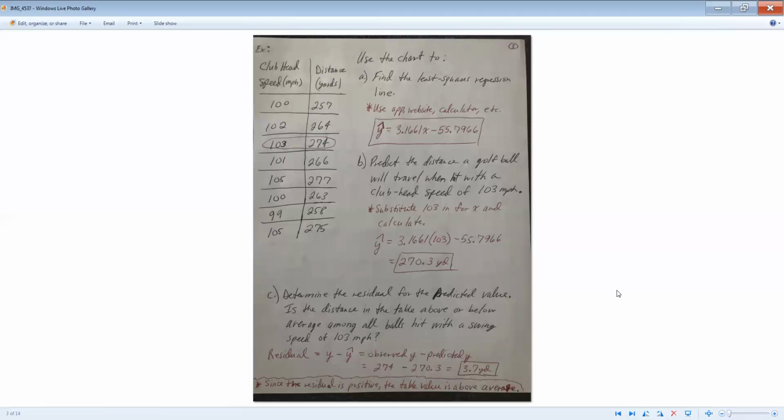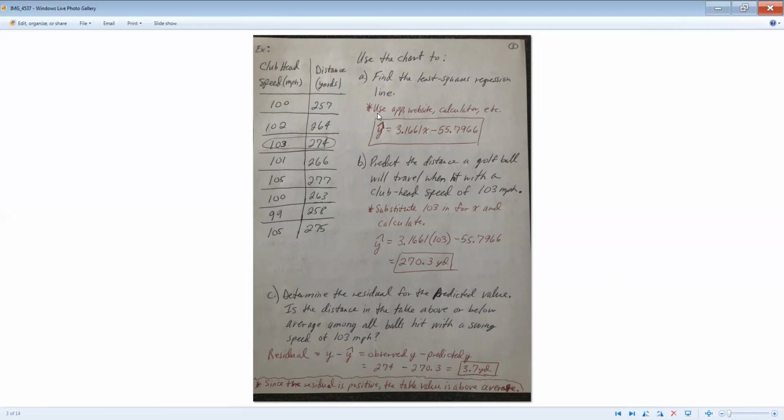So we will use this type of equation in the next one for the application. And you'll see how that will occur. Let's look at the next example. So here, we're going back to the club head speed, and the distance is the same, 8 observations. It says use the chart to find the least squares regression line. So once again, same type of scenario.